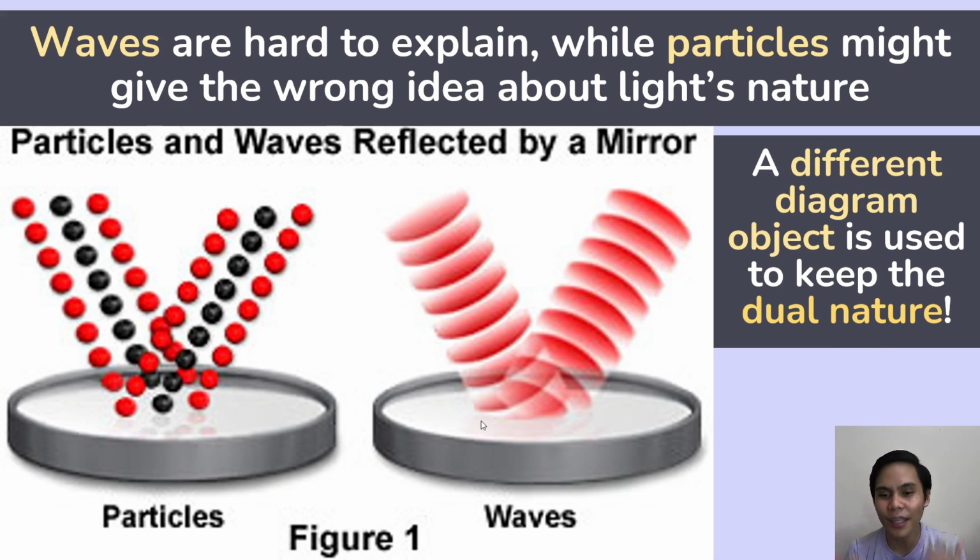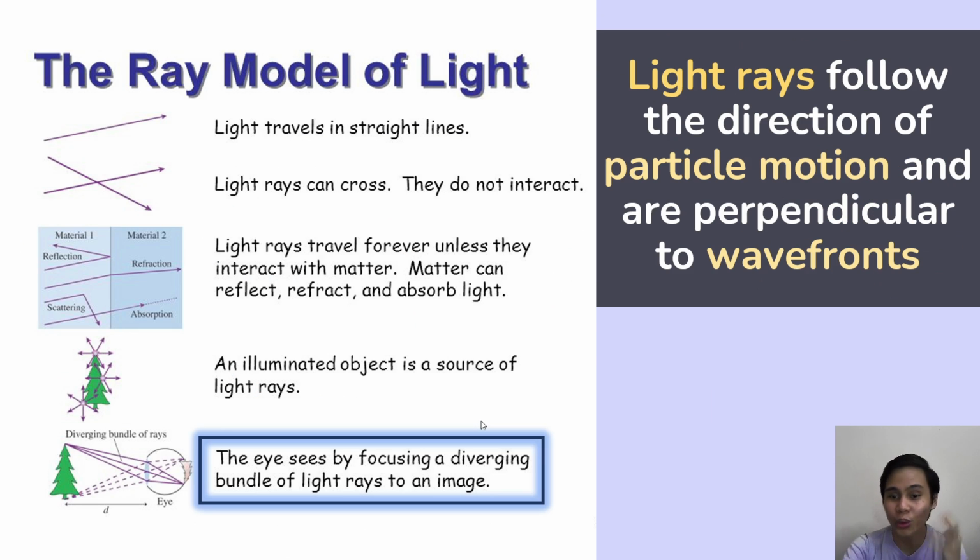So the diagram that we use to keep the dual nature of light is the ray model of light. So light rays will follow the direction of particle motion and are perpendicular to its projected wave fronts. In other words, it's just a fancy way of saying arrows have the least number of problems when we're trying to talk about light.